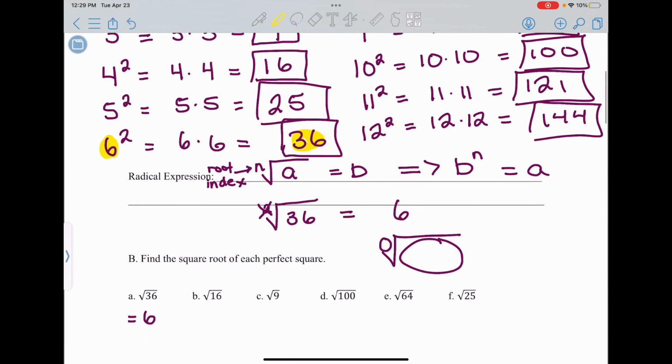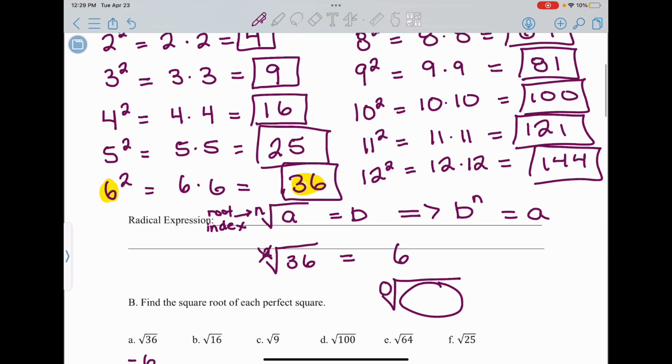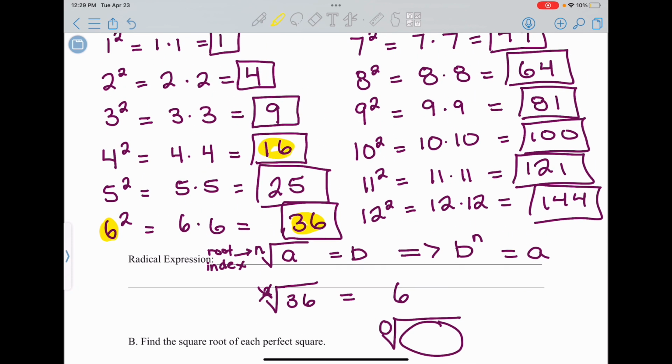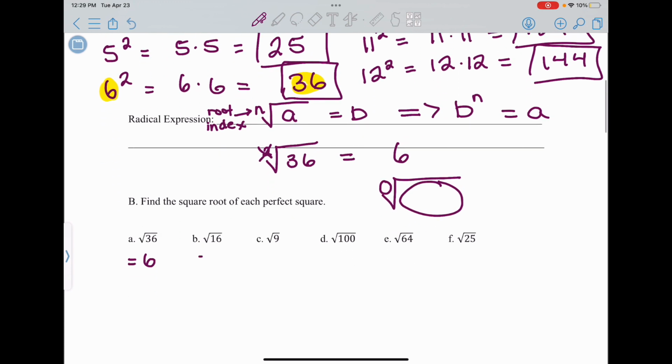So in part B, it says what is the square root of 16? So I'm going to locate 16. And the square root of 16 is 4, because 4 times 4 is 16. The square root of 9 is 3, because 3 times 3 is 9. The square root of 100 is 10, because 10 times 10 is 100. The square root of 64 is 8, because 8 times 8 is 64. And the square root of 25 is 5, because 5 times 5 is 25. So those are square roots.